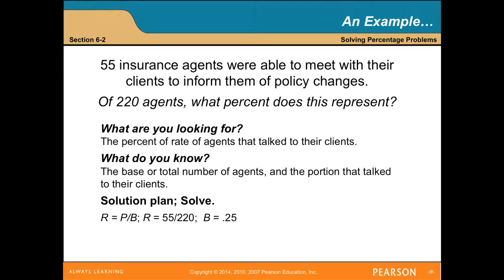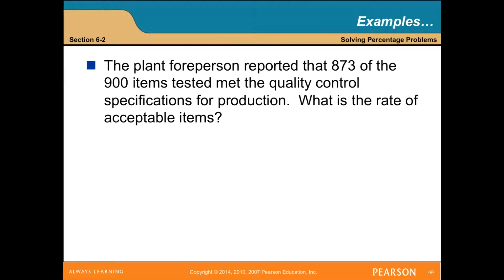R equals P divided by B. R equals 55 divided by 220, because it's 55 insurance agents over 220 agents. So now we know R equals 0.25, and the conclusion is that 25% of the agents talk to their clients. Another example, the plant foreperson reported that 873 of the 900 items tested met the quality control specifications for production. What is the rate of acceptable items? 97%.